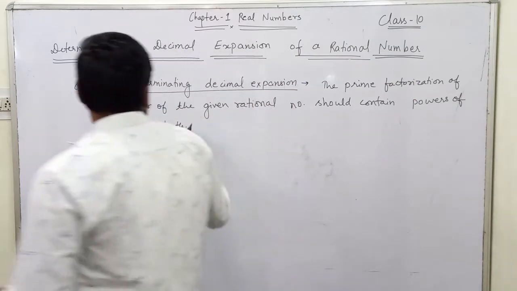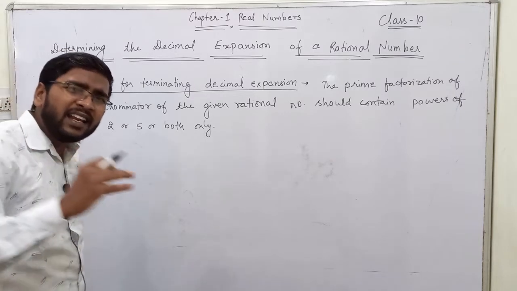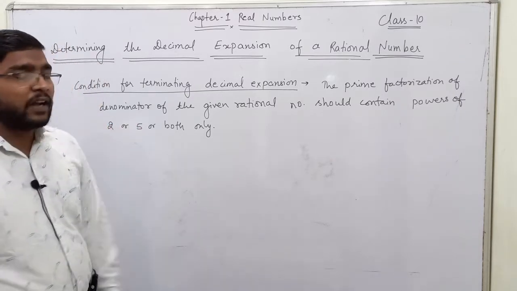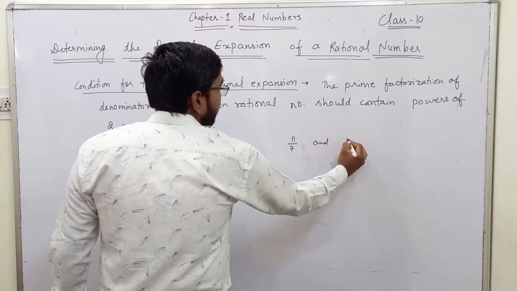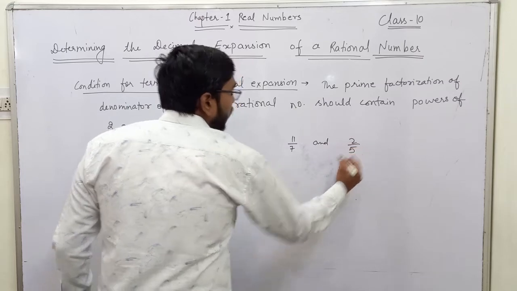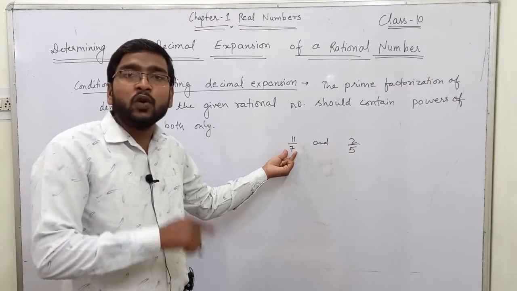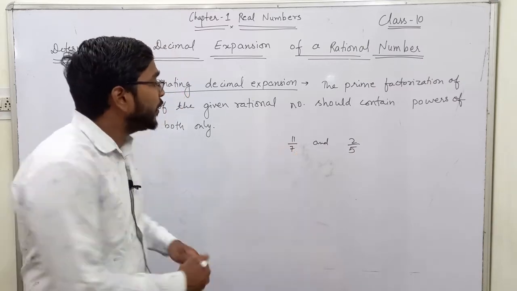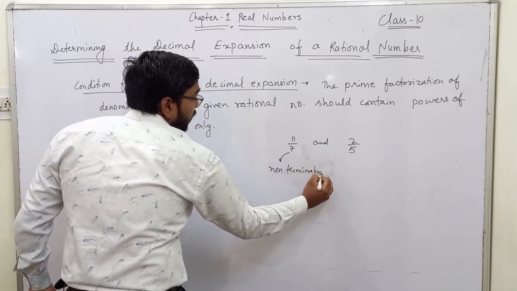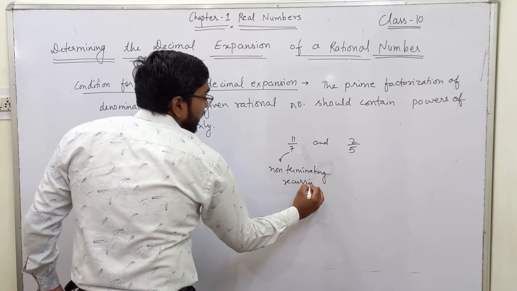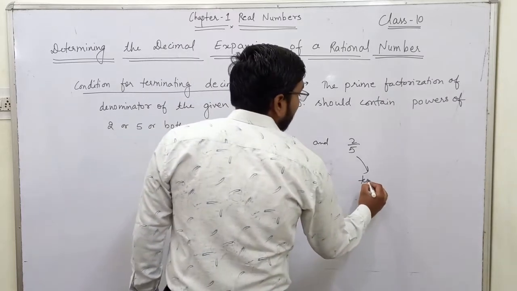The denominator should not contain any other integer except for 2 and 5. For example, if you look at 11 upon 7 and for instance 2 upon 5. Here the denominator is 7, that is neither 2 nor 5, so it will have a non-terminating decimal expansion. And here the denominator is 5, so it will have a terminating decimal expansion.